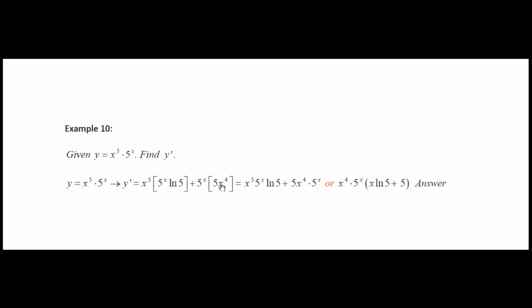And now let's clean it up a little bit by getting numbers in front and everything. So here is a viable answer here, okay? And we can also, since we have an x to the 4th and an x to the 5th, factor an x to the 4th. And since we have a 5 to the x here and 5 to the x here, we can factor that out. So this is the factored form of this answer. But both answers are good answers, okay?